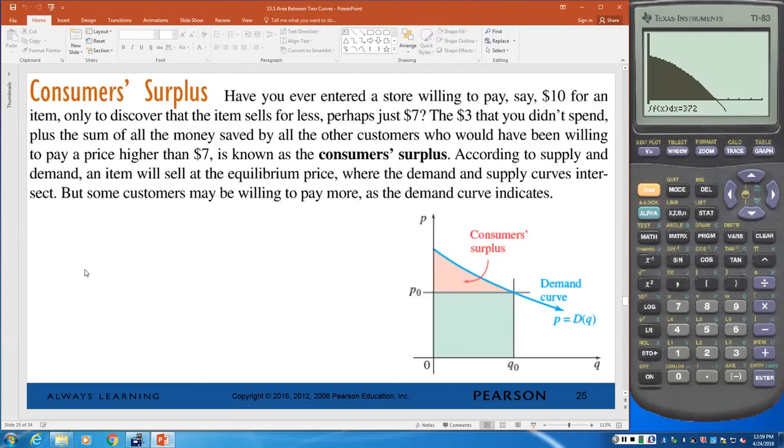Now, this is the last problem that we're going to talk about. If you're in economics or you will be in economics, you will talk about this, so that you have an understanding of what the process is.